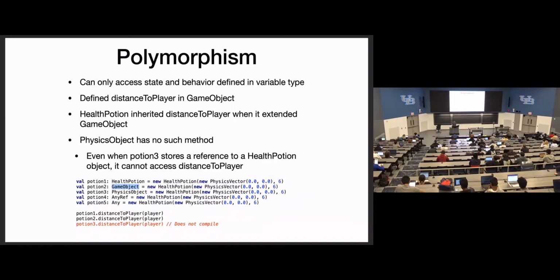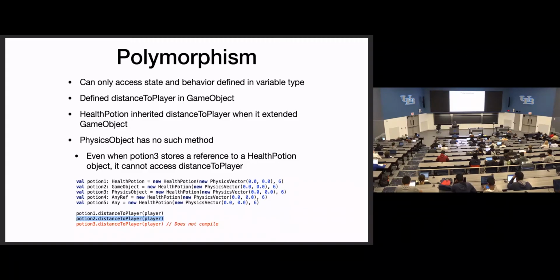So that means this distance to player, which we defined in the game object class, I can say potion 1 of type health potion dot distance to player. This works, this is just fine, because health potion inherited that method from game object. So that variable of type health potion has access to that method. Potion 2 of type game object, well, game object directly has the definition for distance to player. So this is fine too. Game object has that functionality. We can call that method, everything's fine.